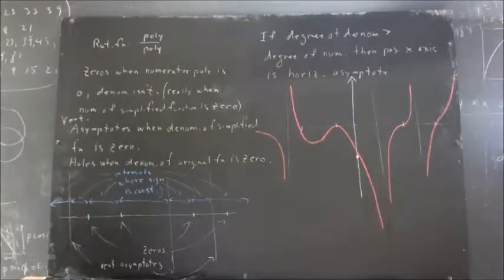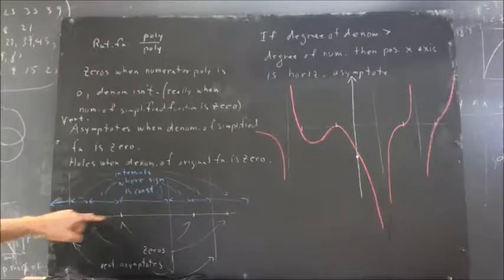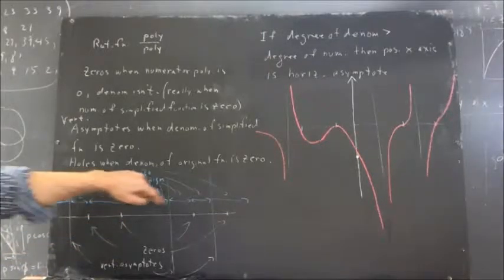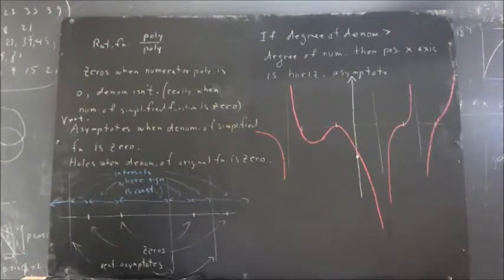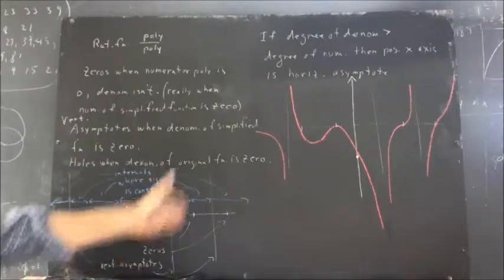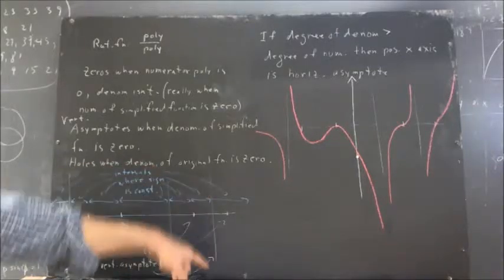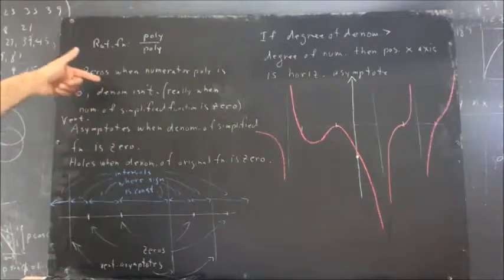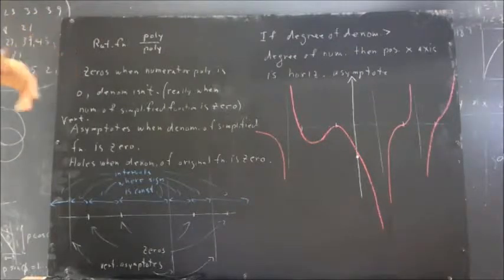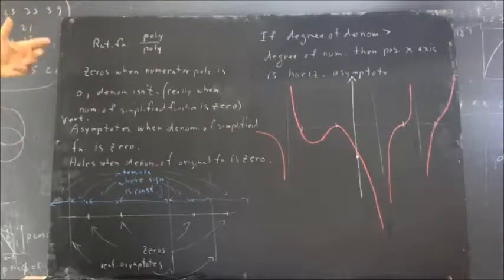Okay, well, a picture then of the zeros and the vertical asymptotes of the original function would look something like this. Okay, we've got a 0 here, a 0 here, a 0 here, and a 0 here. We've got vertical asymptotes here, here, and here. And the vertical asymptotes, again, are the points at which the denominator is 0, the numerator isn't.